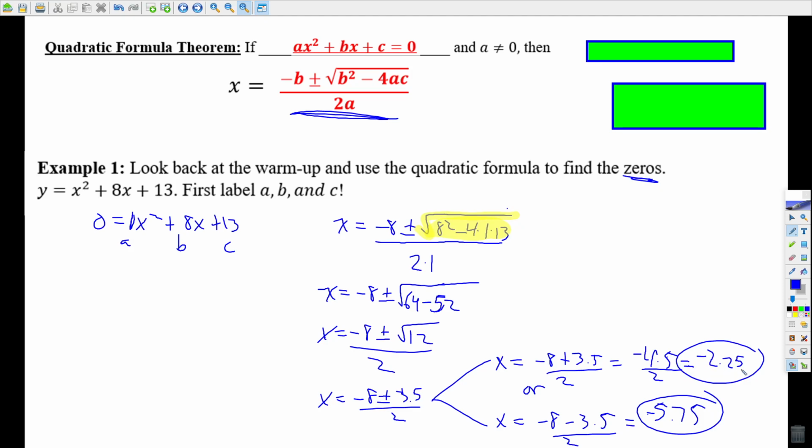So we would say x equals this or x equals this one. Just be careful whenever you split this up. You have to have a plus version and a minus version, which gets split up right in the middle here.